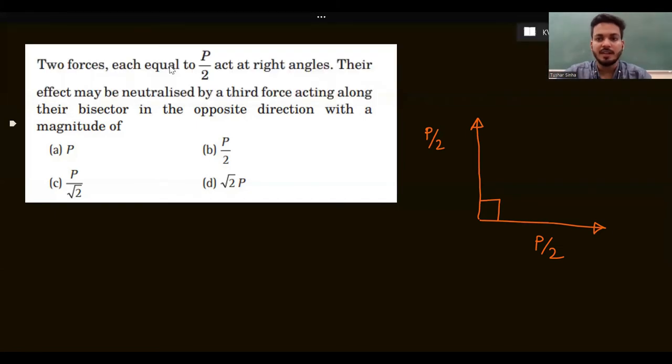Then I have to find out a force or a vector in this direction, which will essentially just cancel out all of this. So if I think about this, let's call this an X vector. How will I proceed with this question? The answer is very simple. I have to find out what is the resultant of P by 2 and P by 2. So first I have to do that.